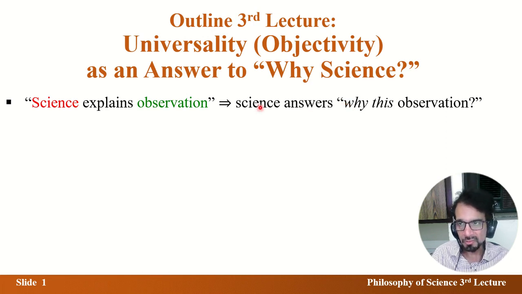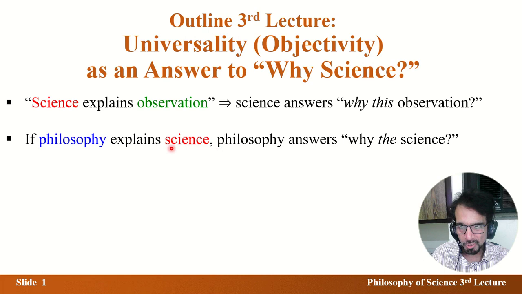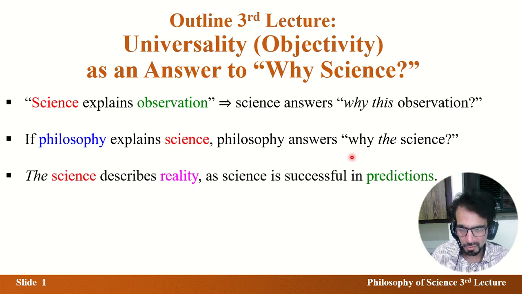So why this observation? If you develop that association, if you understand that explains is associated with why this, then this suggests that to understand why philosophy explains science, the answer would be that philosophy answers why this particular science is successful, which describes reality, which makes successful predictions. So, what are the characteristics of science which makes successful predictions?